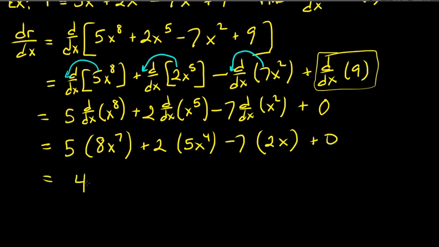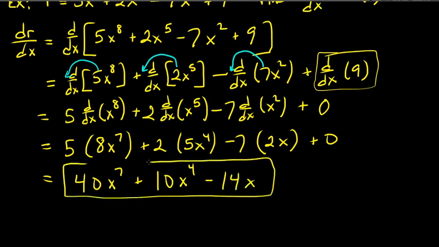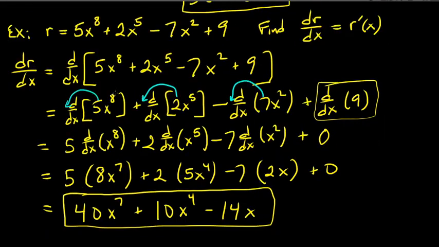And then 5 times 8 is 40, so 40x to the 7. 2 times 5 is 10, so 10x to the 4. And then negative 7 times 2 is negative 14, so negative 14x. And there you go. So, like I said, I went step by step by step here. And for the time being, you should probably do the same, so you don't get too confused trying to do it all at once. However, once you really get used to this, eventually you'll see that this is something you can probably just do in your head.